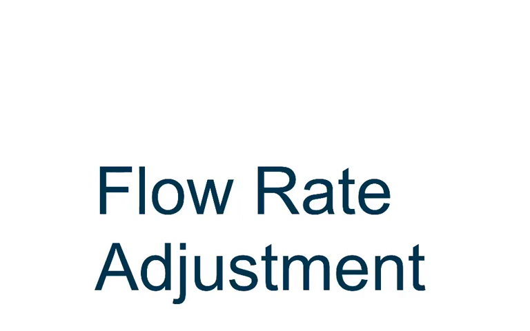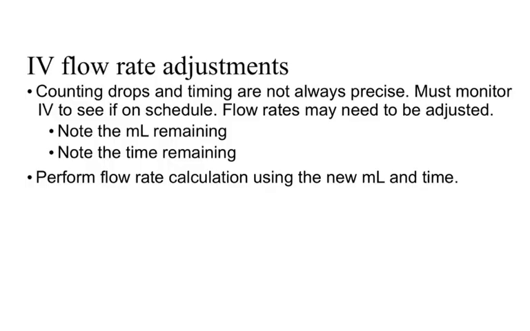Okay, this lesson is on flow rate adjustment. This is where we will be recalculating the flow rate. For some infusions, you'll realize that the timing's off. It's either running a little fast or a little bit slow. So you're going to need to recalculate the flow rate in either milliliters an hour or GTTs per minute.